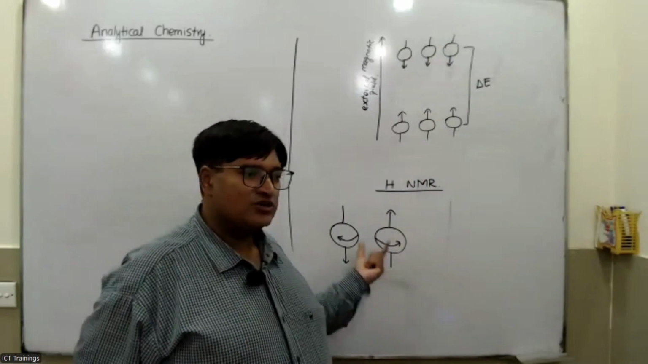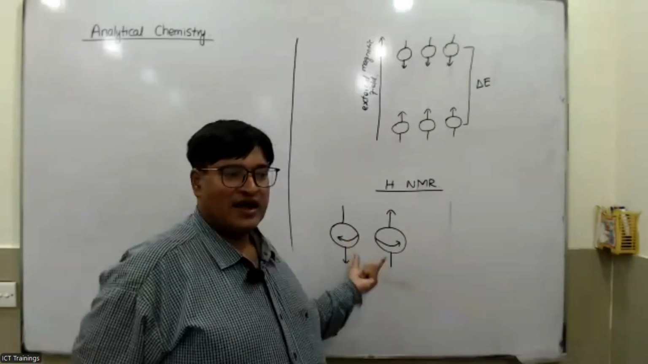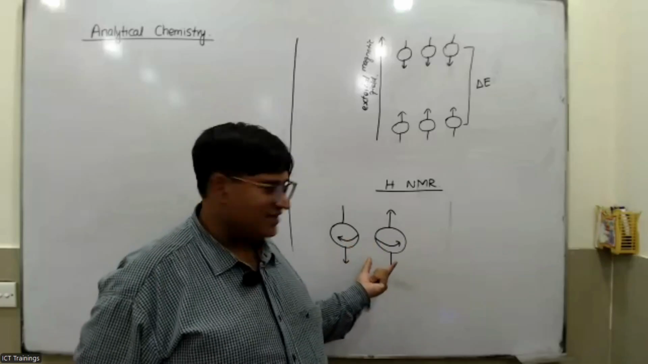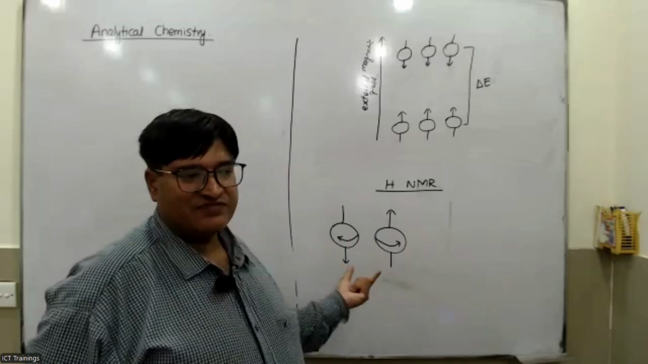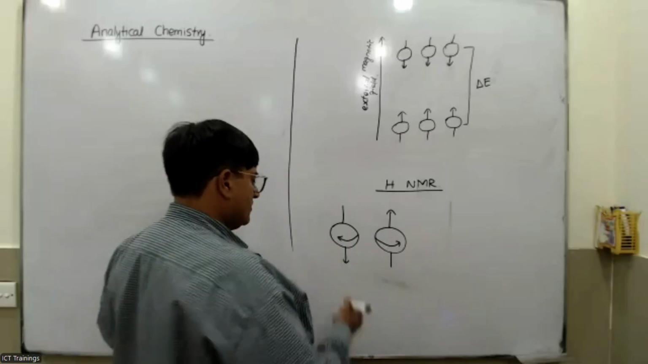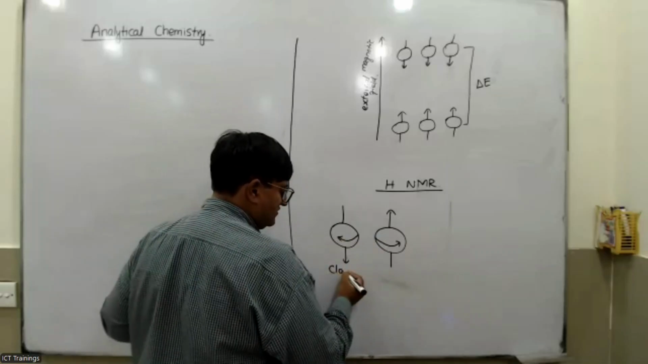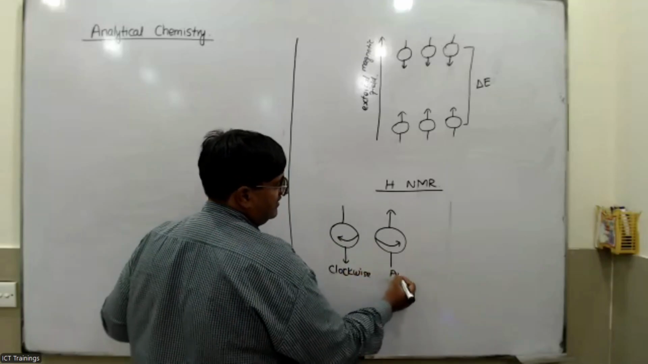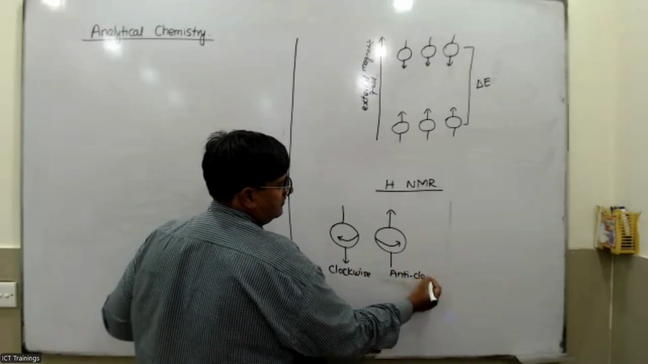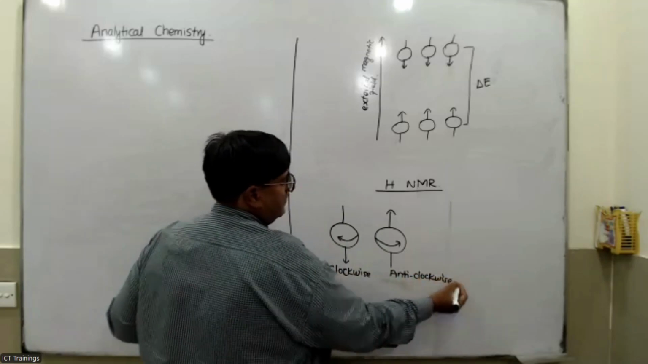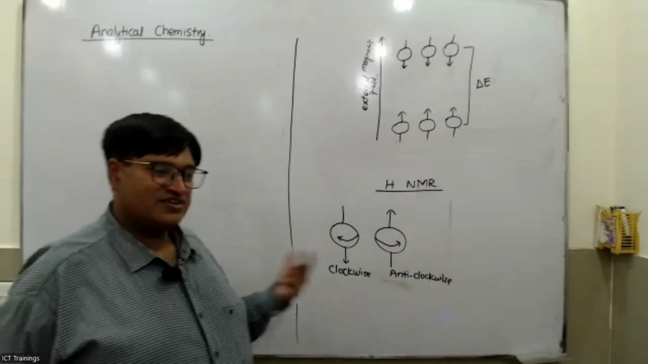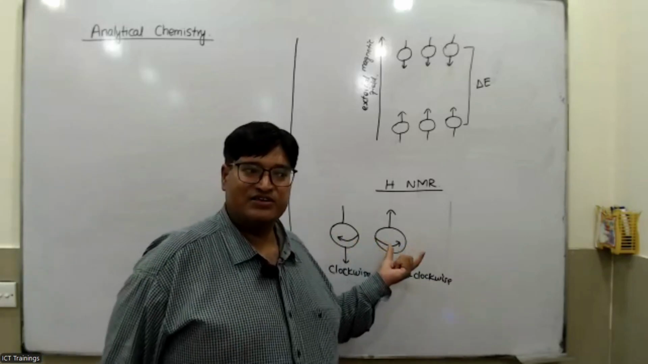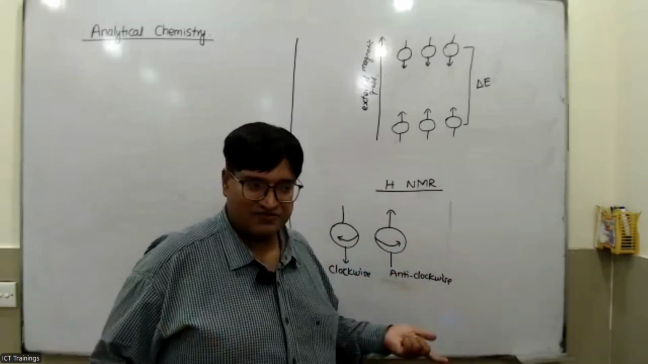So I have told you two things right now: hydrogen has two spin states, clockwise and anti-clockwise, due to which the magnetic field is either produced upward or downward. So this is clockwise and this is anti-clockwise. In the absence of any external magnetic field, the two spin states do not attract or repel each other. They are present at the same energy level.